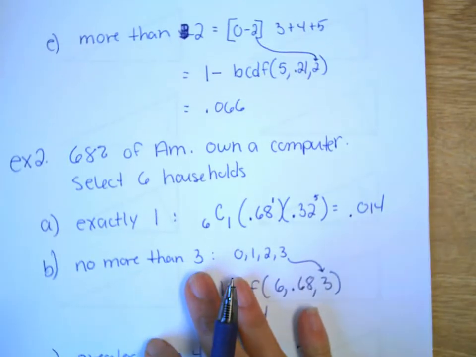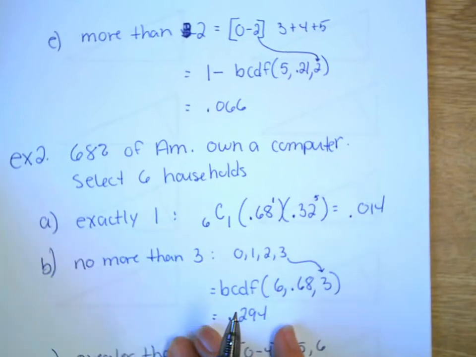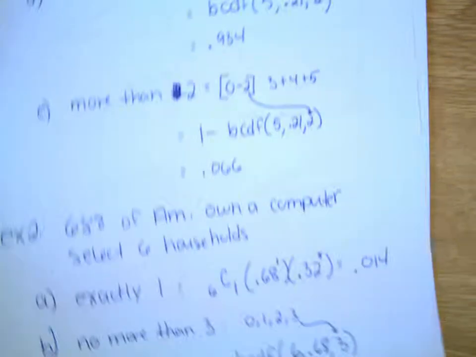Okay. Because of this binomial distribution, we have some shortcut formulas. Shortcuts. But only if it's a binomial distribution.